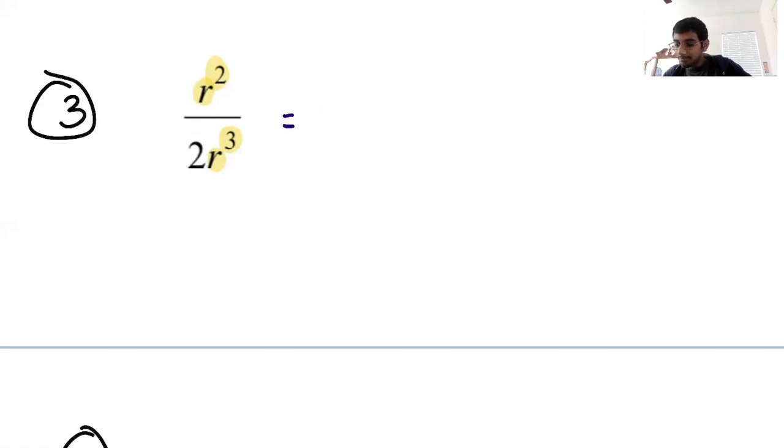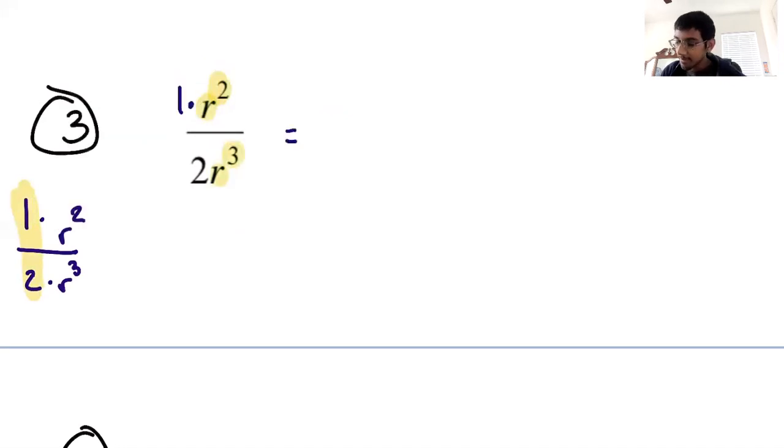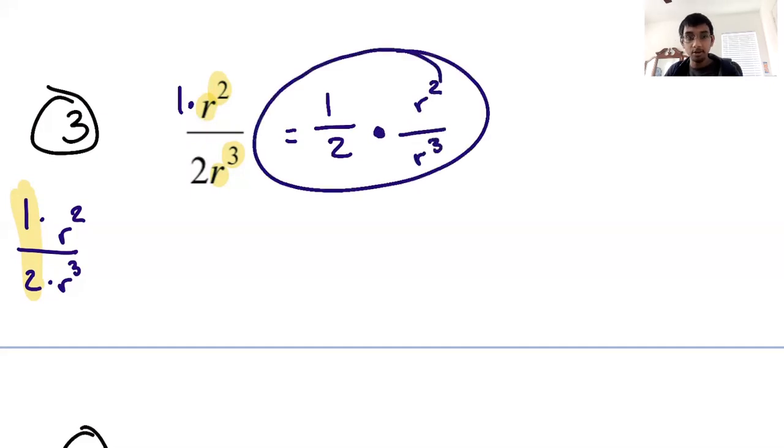Because if you think about it, this is 1 times r squared on the top, and then we have the 2 times r cubed on the bottom, right? 1 times r squared times 2 divided by 2 times r cubed, right? So why don't I just take out this part? I could take out this whole thing and make it a 1/2. Okay, here we go. 1 over 2 times r squared over r cubed. Right? Because if I multiply these out, it would become equal to the same exact thing I got over here.